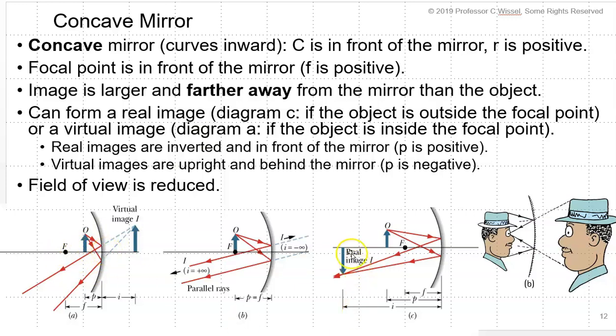Real images will be inverted and form on the front of the mirror, right over here. In that case, P is positive. Virtual images are upright, and they will be behind the mirror. So in this case, P is negative. For a concave mirror, the field of view is less than it would be for a plane mirror.